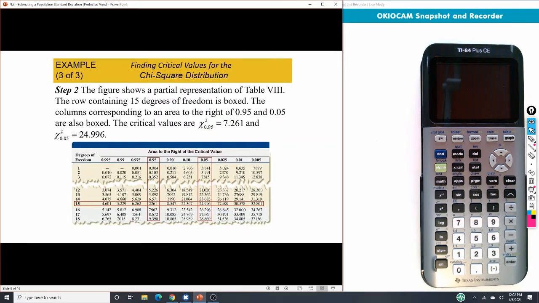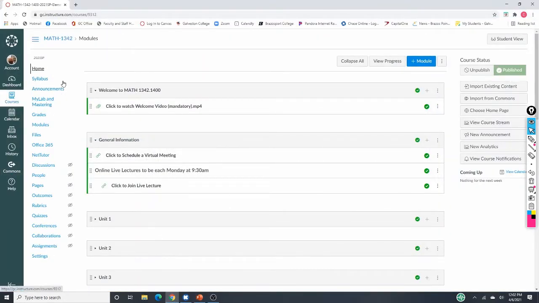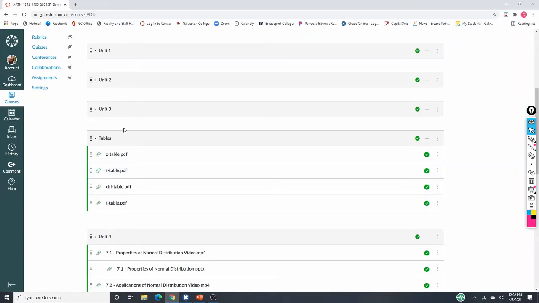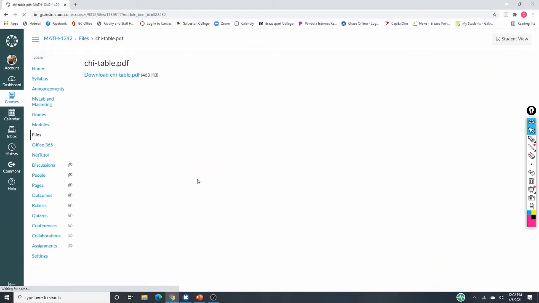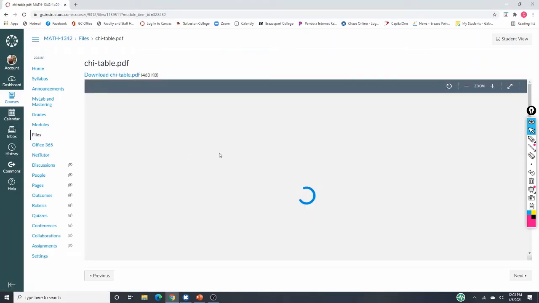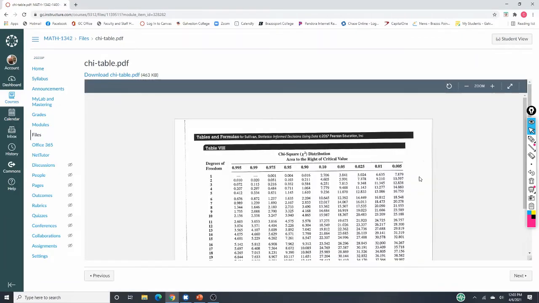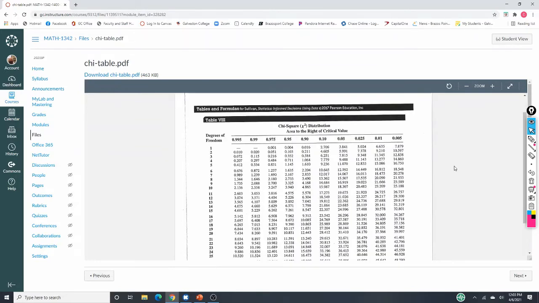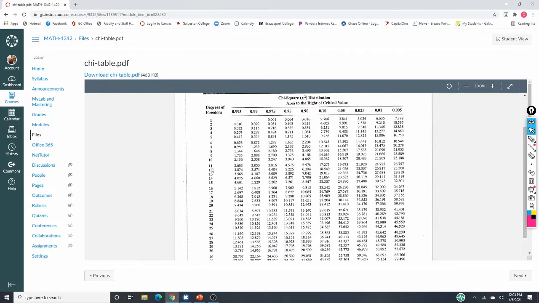Okay, so we would look at our table. Now again, you have this table in Canvas. So if we go to our home page in Canvas, we scroll down to tables and we see chi table down here. Really, I probably should say chi squared, but I try to save some space so it's not too complicated. Now, just like before, our degrees of freedom is going to run up and down on the side.